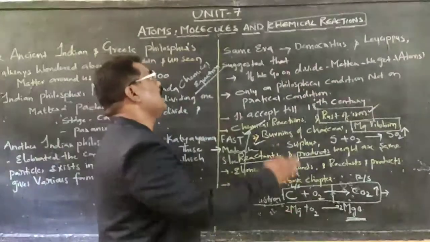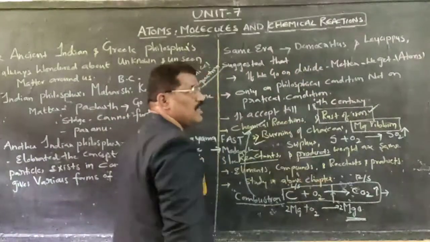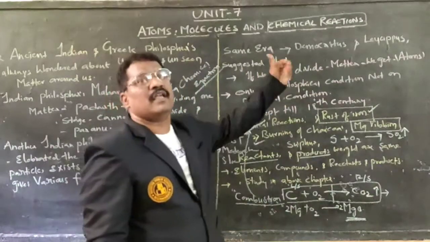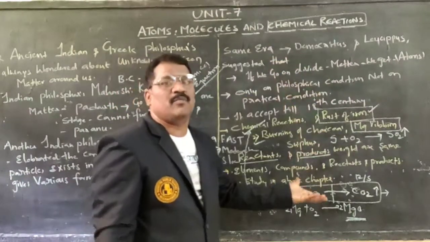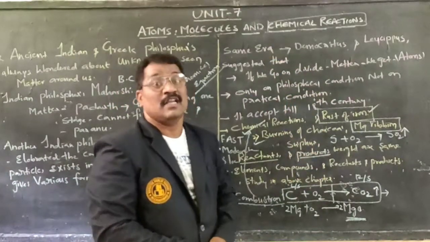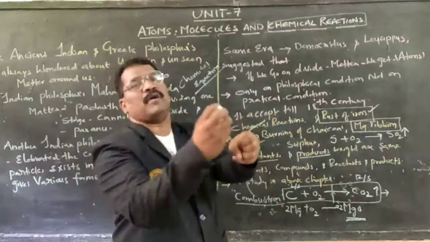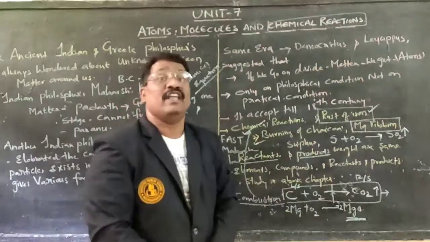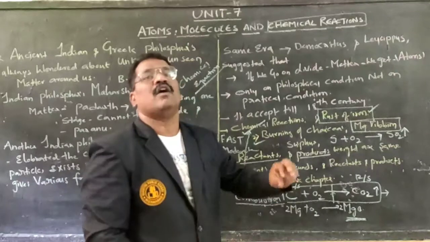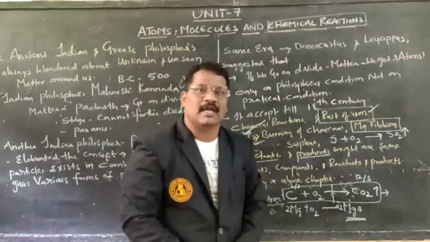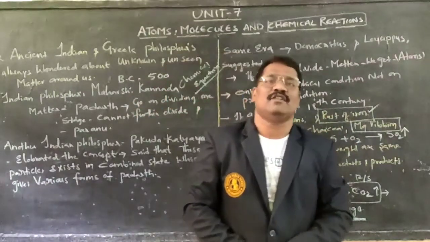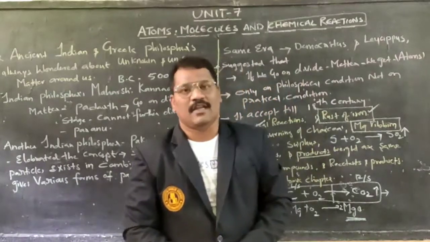We can study how chemical reactions take place and how different chemists explained these types of reactions, when atoms and molecules combine together to form various compounds or products. Till that time, children, try to analyze the concept by watching it a number of times. Thank you, children.